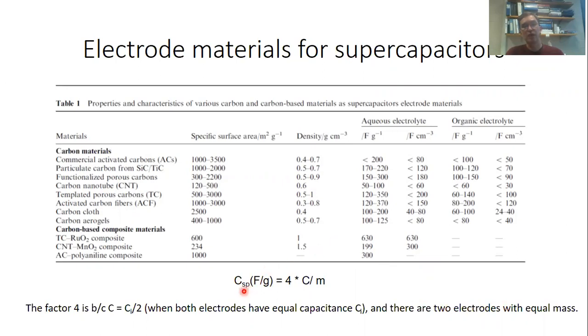mass. So if you want to determine a specific capacitance, you measure the capacitance of your capacitor, divided by the mass of the two electrodes and multiplied by four. This gives you the specific capacitance of a particular electrode.